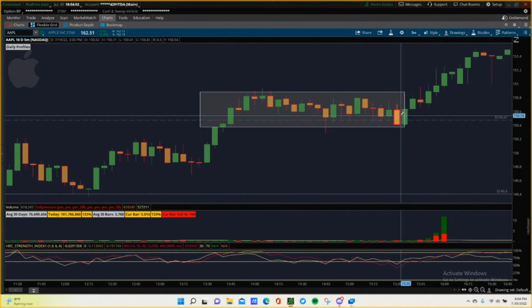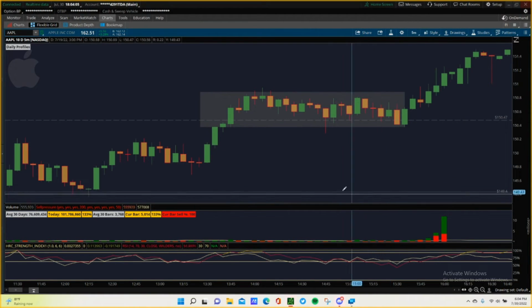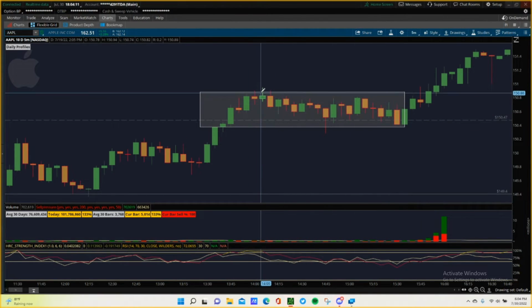I remember when everyone used to look at these and be like, oh my God, bullish engulfing. Remember when that mattered?